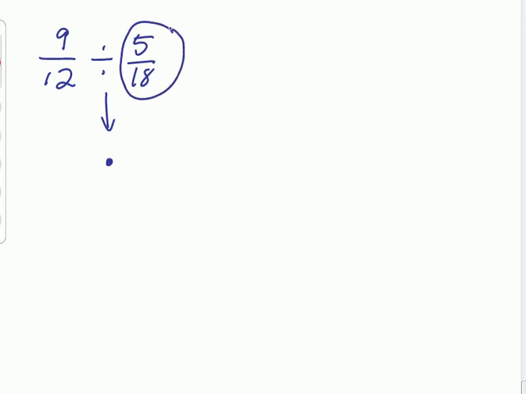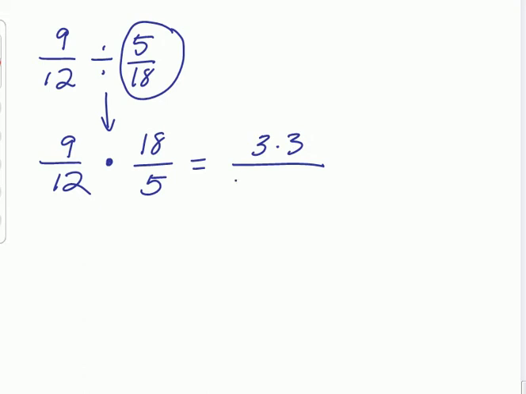Since multiplication is the inverse of division, we're looking for the inverse of 5/18. The inverse of that would be our old friend, the reciprocal of 5/18, which would be 18/5. Now we know how to do this because we've already learned how to multiply. So I'm going to do it using our best friend, prime factorization.